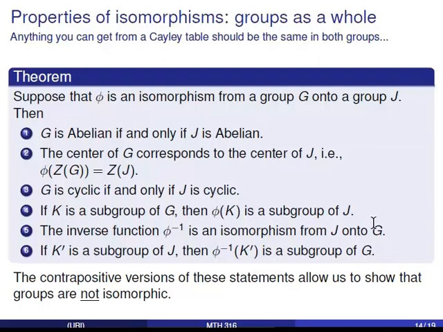This tells us that the subgroups behave very much the same in both G and J, and this list of properties and the one on the previous slide are very helpful to us in deciding that two groups are not isomorphic. We know that if one of these properties does not hold for our pair of groups, then that must mean that the two groups were not isomorphic, that there was no isomorphism between them.